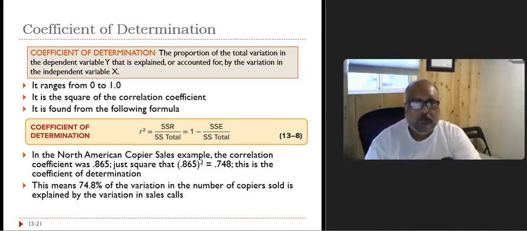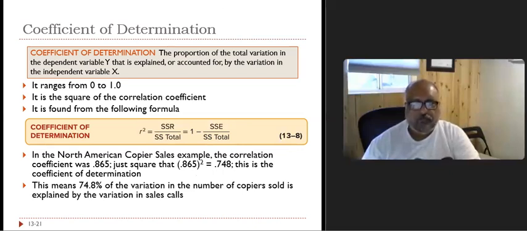Let's see this example here. Again, the coefficient of determination varies from 0 to 1. You obtain it by squaring the correlation coefficient R, and the formula is given here: coefficient of determination, R square. Remember, the R we found before was 0.865. We square it and it gives us 0.748, which is actually a better estimate compared to simply R.